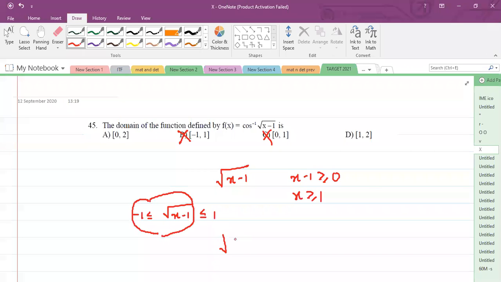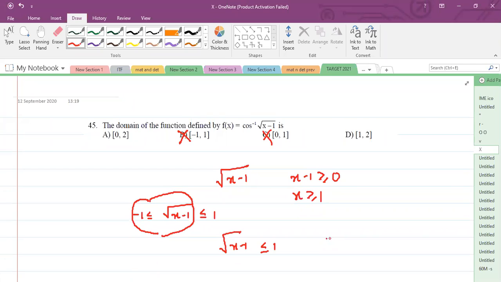The condition root of x minus 1 less than or equal to 1 is enough. So what are the conditions? Square root of x minus 1 should be greater than or equal to -1 and less than or equal to +1. Definitely it will be greater than or equal to -1 for every value, because it's a square root function. So ultimately it is greater than or equal to -1. Therefore, no need to consider that, only consider this one.